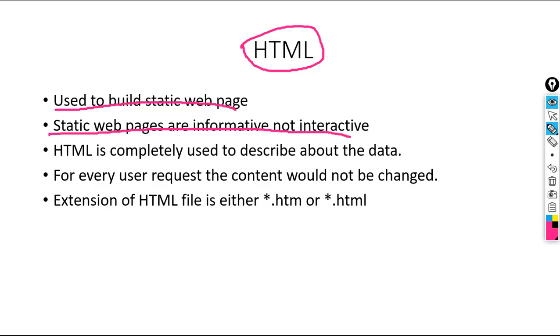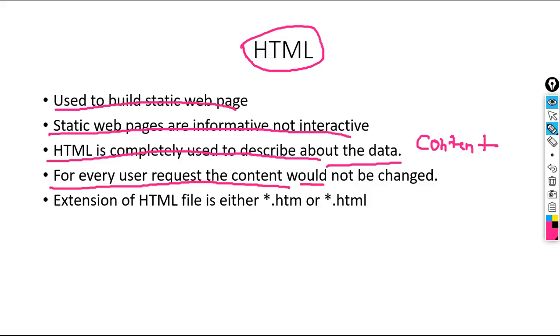So that particular web page of Wikipedia is a static web page, which is informative, which shares information, which does not allow facility to interact with that particular web page. So the web page which is not allowing interaction is called a static web page. HTML is completely used to describe the data, meaning content. Content will be described with the help of HTML. For every user request, the content will not be changed.